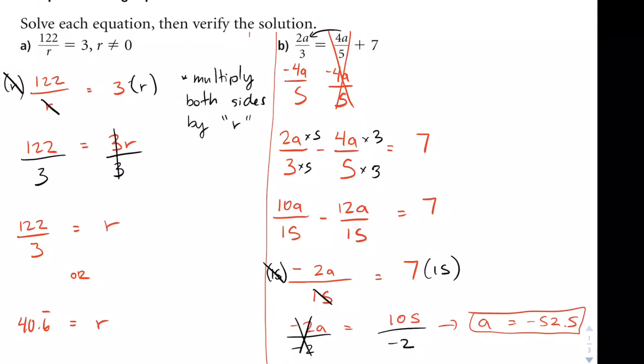So key thing with these is always remember to move all your variables to one side. And we do that by adding or subtracting the opposite to move it over. And then just remember that you want to get the variable by itself. And that's the goal. So hopefully these help. Let me know if you have any questions.